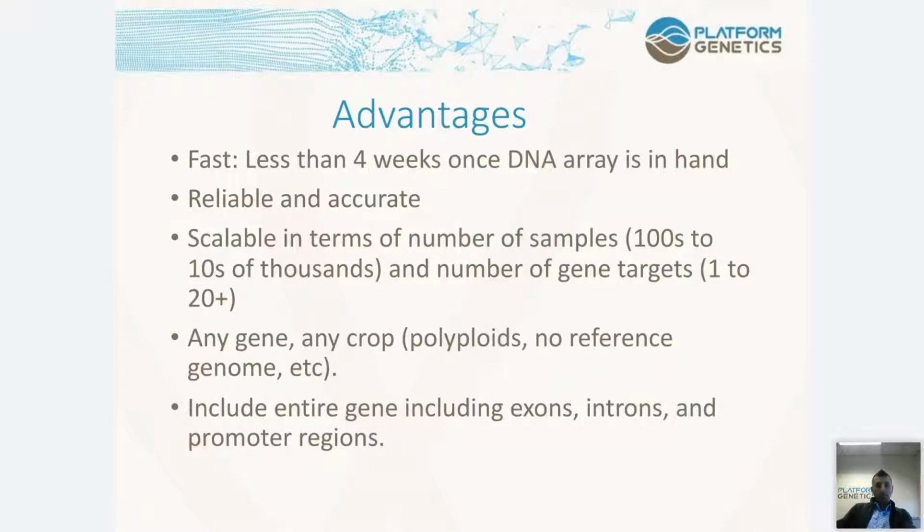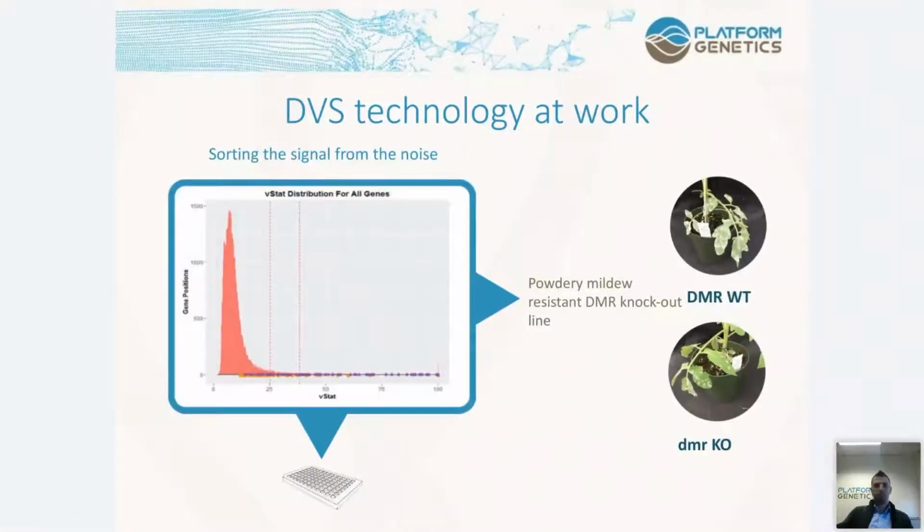Another aspect of the flexibility and the advantages of our platform: because it's a large amplicon-based technique, we can include entire gene regions, so exonic and intronic regions, and promoter regions. Here's a quick example of DVS technology at work. It's really about sorting the signal of a mutation from the noise of a sequencing run. In this example, reaching into a population of 5,000 tomato plants, pulling out a knockout in this DMR gene and confirming that it's generated powdery mildew resistance or tolerance where it didn't exist before.